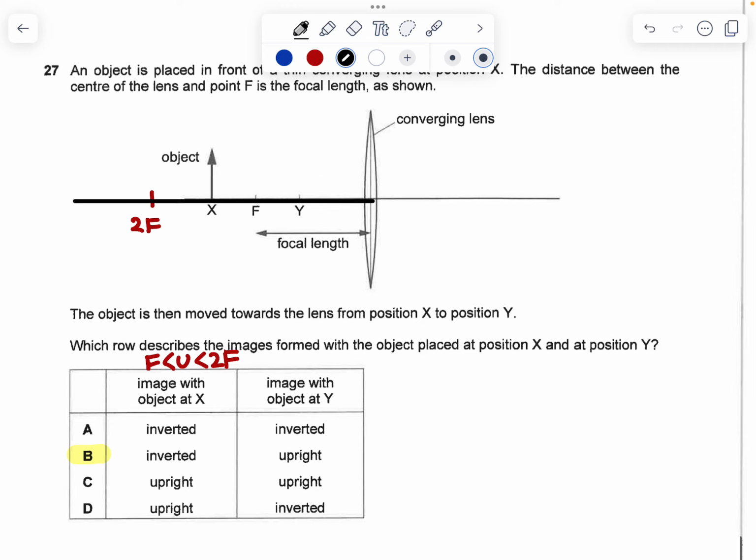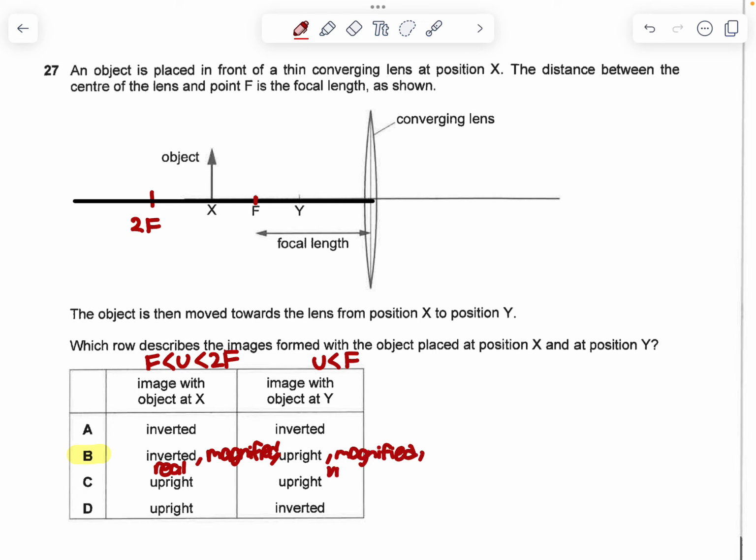Okay, so here is roughly 2F. Since the object is between F and 2F, you know that the image will be inverted, magnified, and also real. For the object at Y, the image is less than F, less than the focal point F. So you know that the image is upright, it's going to be magnified, and it's going to be virtual.